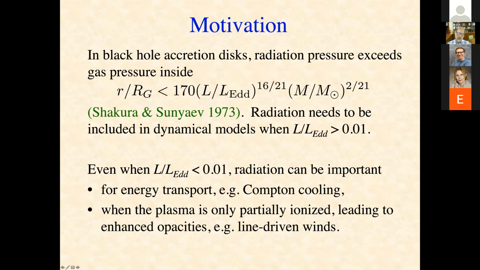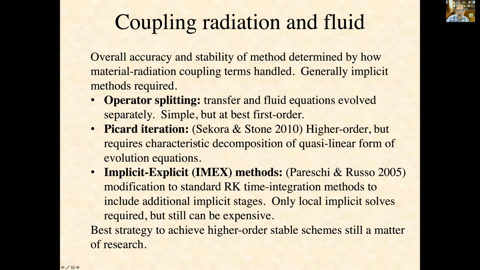But that at best is first order. We'd like to do better than that. I'll skip Picard integration, which is a very specific technique that worked well for simple problems, but nowadays implicit-explicit methods look attractive. They're basically standard Runge-Kutta time integration techniques where additional implicit stages are added to build second order, third order, and higher order time integration methods involving implicit substeps. These to date have not really been used in radiation hydrodynamics. The McKinney papers mention them, but don't actually use them in the applications that they present. And so these look like an attractive way forward, but still, I would say that the best strategy to get high order, stable schemes for radiation hydrodynamics is still a matter of research.